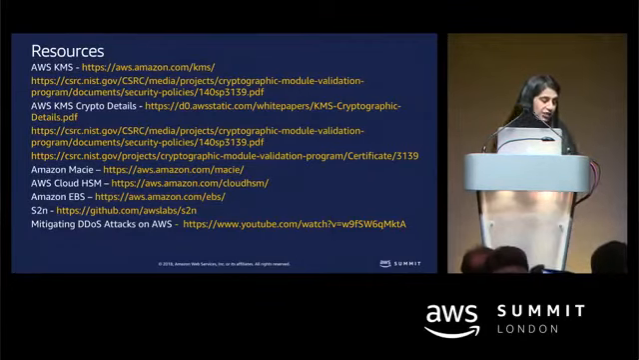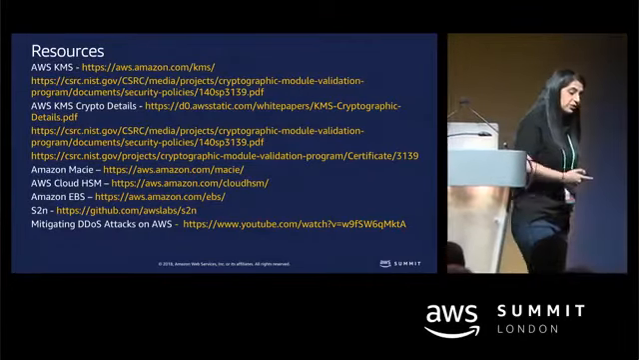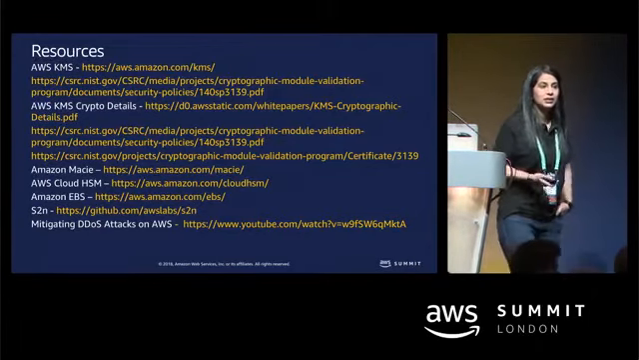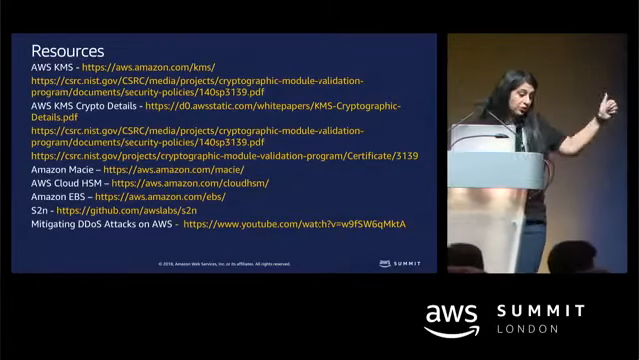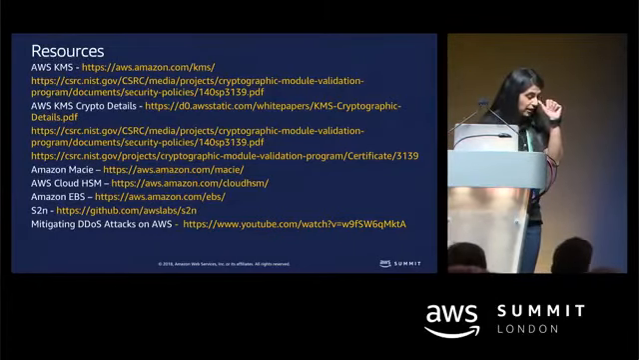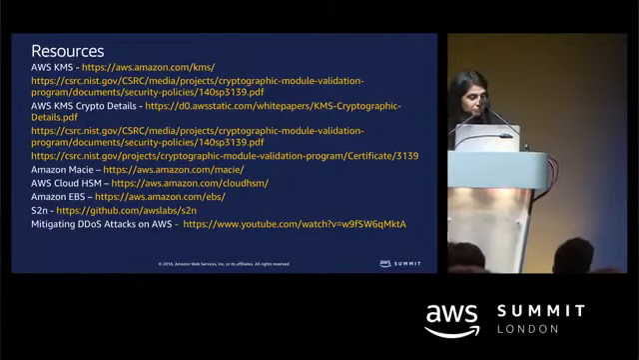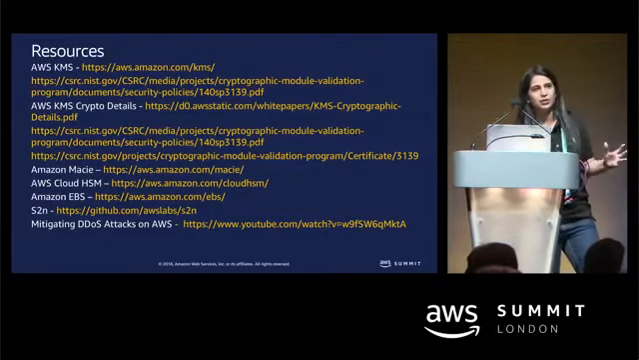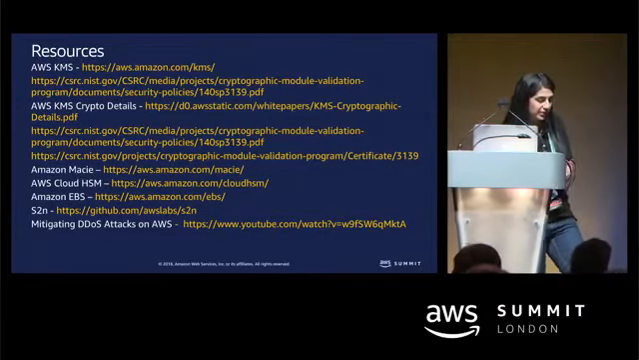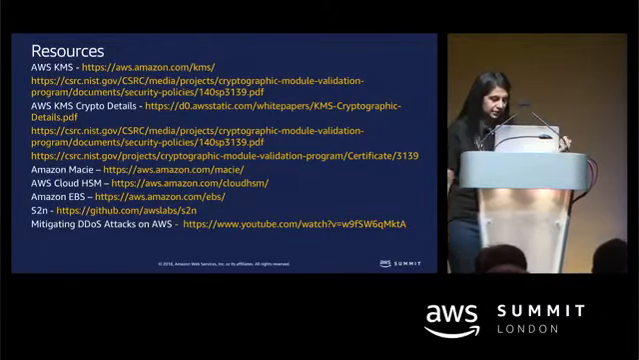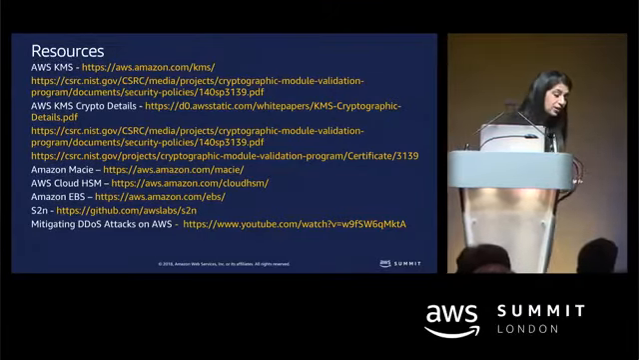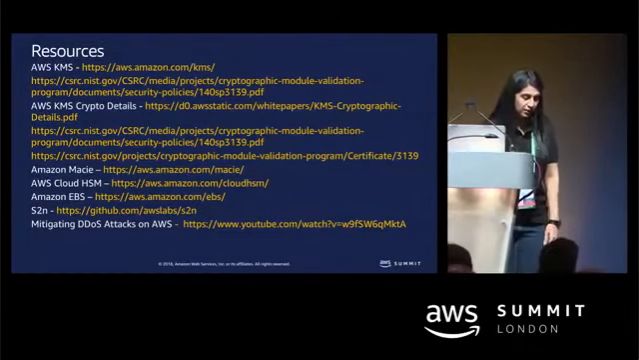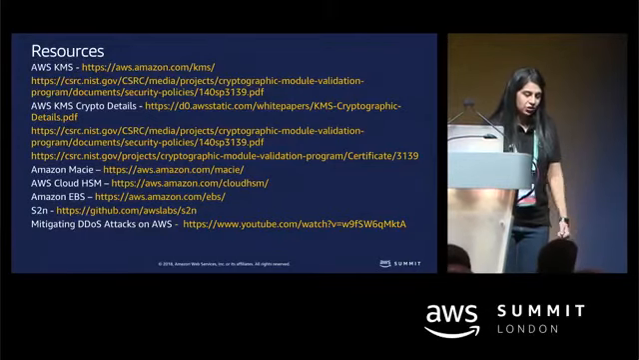And these are some of the resources. I'm going to talk a little bit about this one because it talks about KMS. If you're interested in AWS's KMS crypto details, that's a really good document to go through and have a look at. Amazon Macie, which I haven't talked about a lot, is a fairly new service that was released last year. And then there's CloudHSM, EBS, and s2n, which is a really good talk as well from one of the re:Invent events. And then mitigating DDoS attacks on AWS.